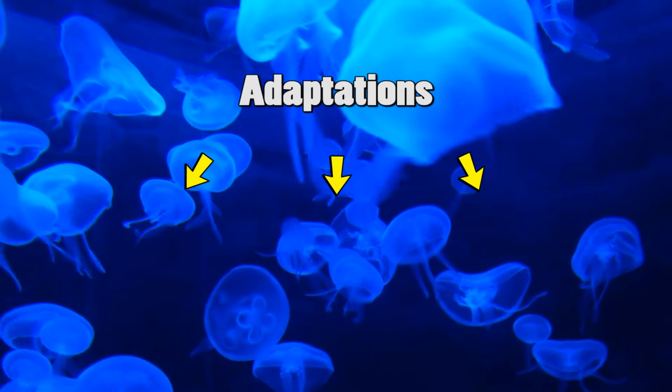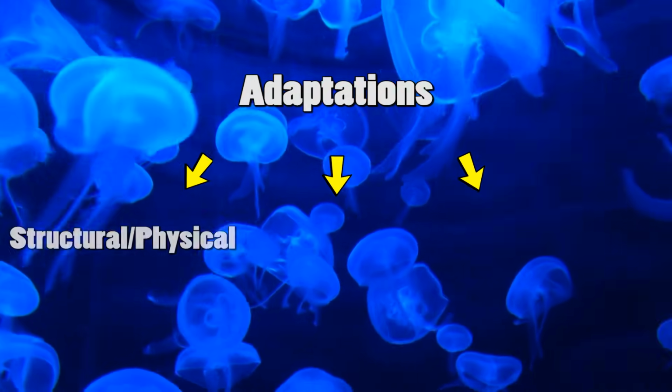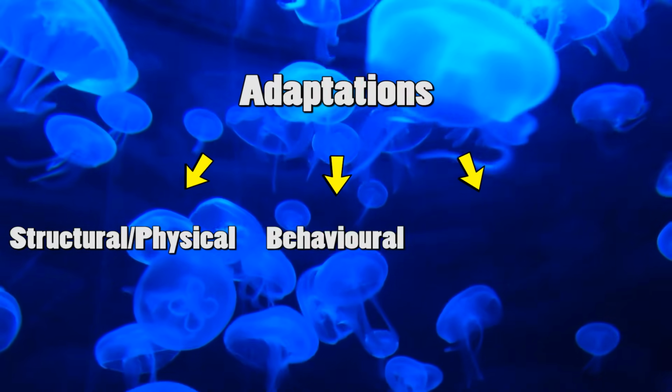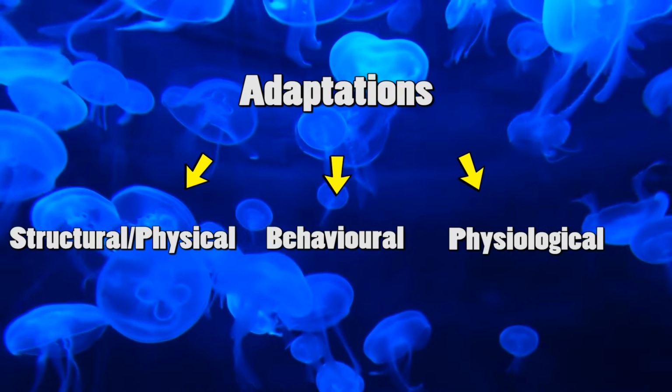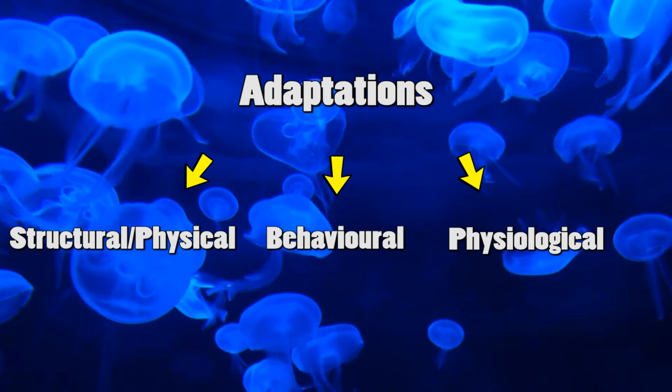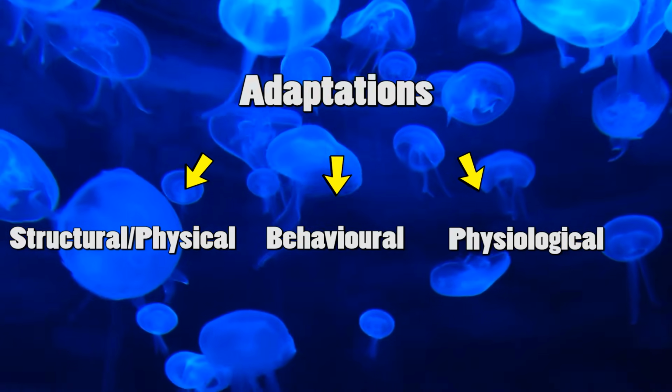Adaptations can be categorized into three main groups: structural or physical, behavioural, and physiological. Let's now look at the differences between these groups by looking at some examples.